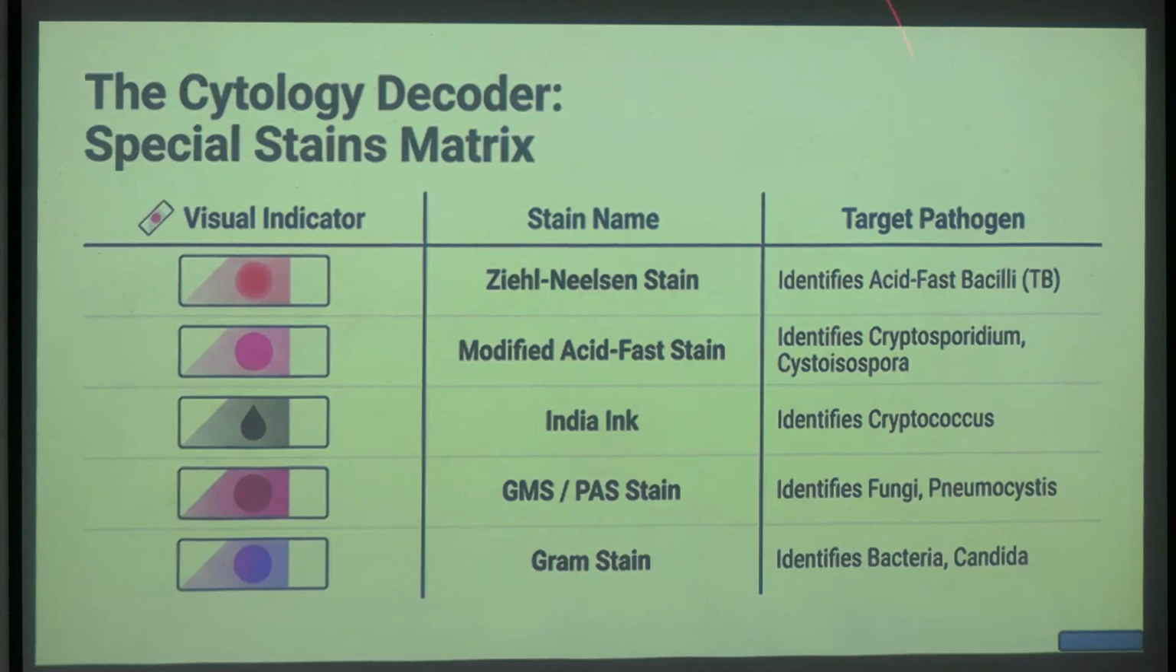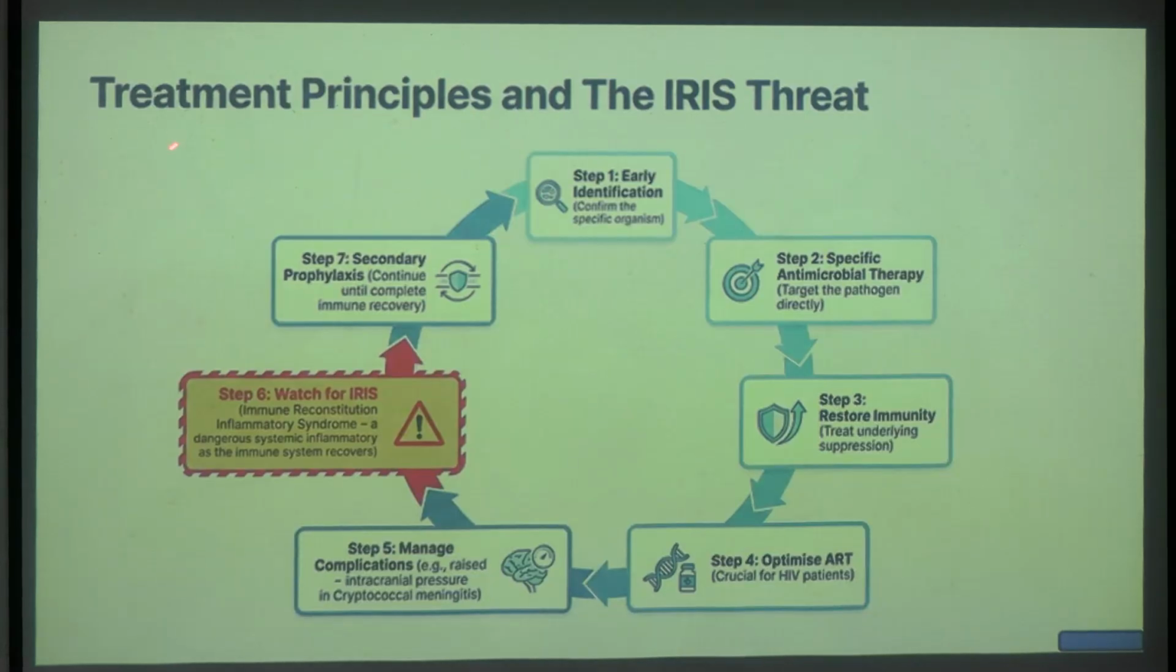So these are all the stains we can do to identify opportunistic infections. And lastly the treatment principle of IRIS. You won't need IRIS, leave it. What is IRIS? IRIS is immune reconstitution inflammatory syndrome, a dangerous systemic inflammation as the immune system recovers.